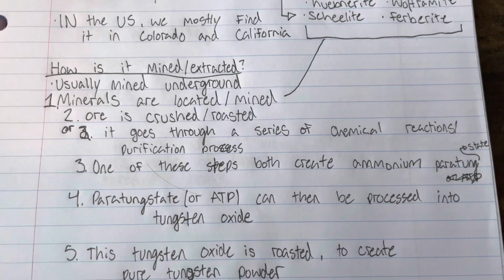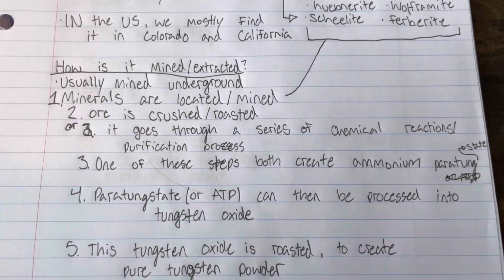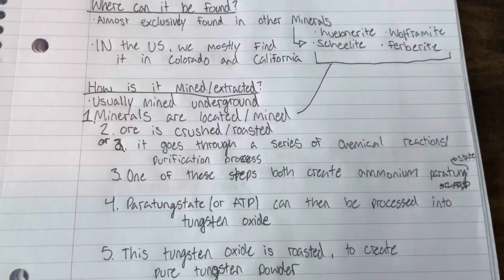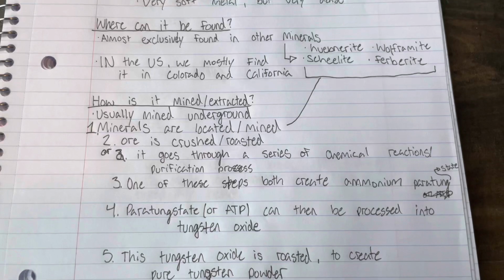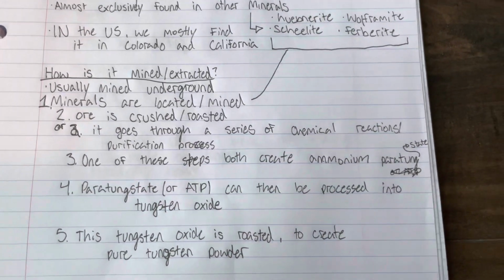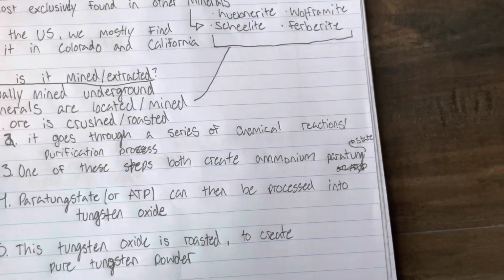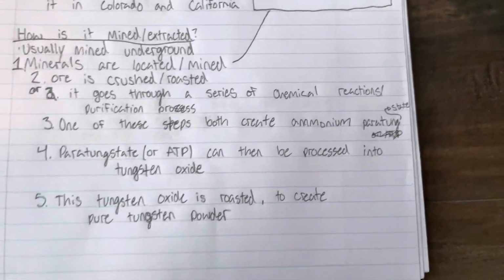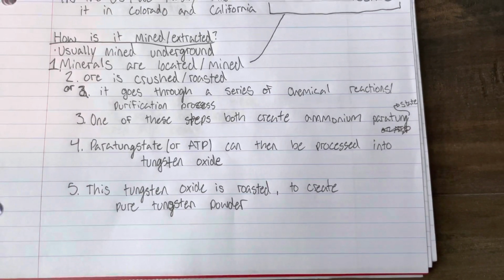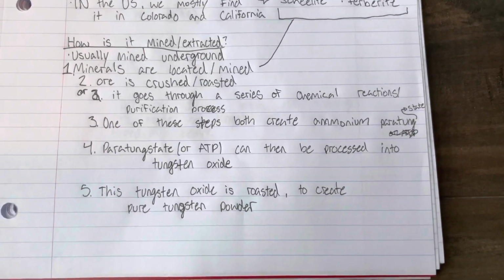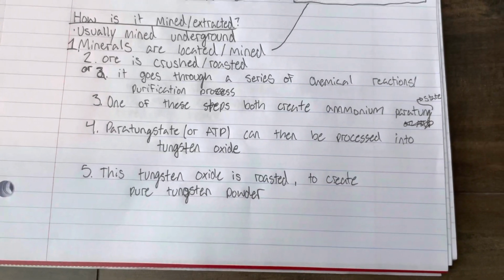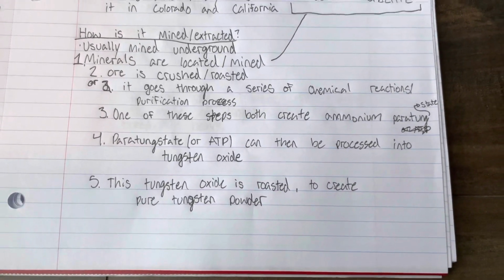So once you go through this chemical process or crushing and roasting process, these processes create ammonium paratungstate, and then paratungstate, or APT, can then be processed into tungsten oxide, and then this tungsten oxide is roasted to get rid of all of the water in it, and that creates a pure tungsten powder.